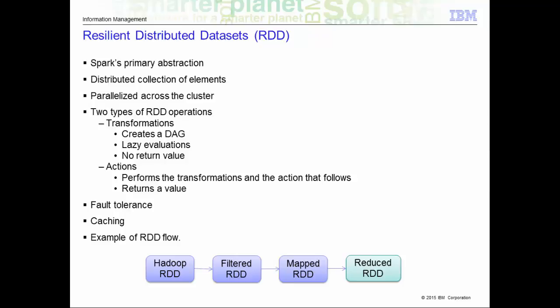Actions are when transformations get evaluated along with the action that is called for that RDD. Actions return a value. For example, you can do a count on an RDD to get the number of elements within, and that value is returned.